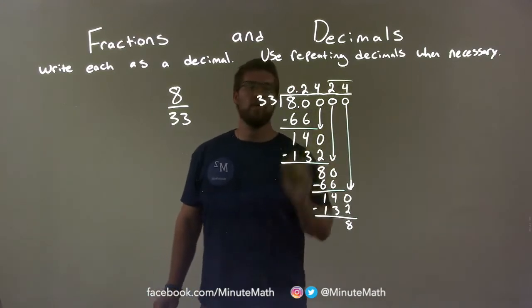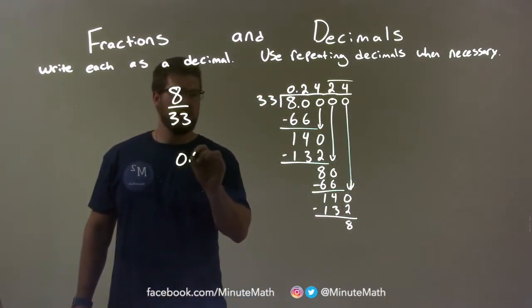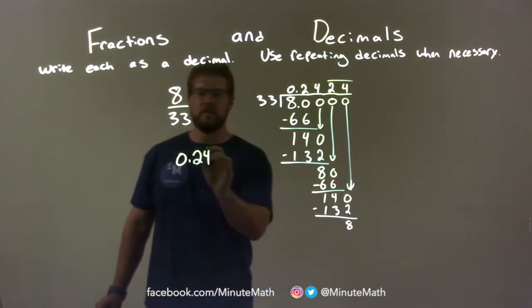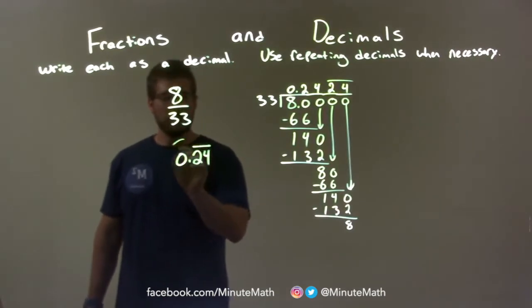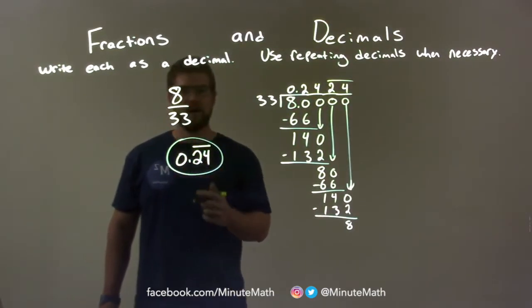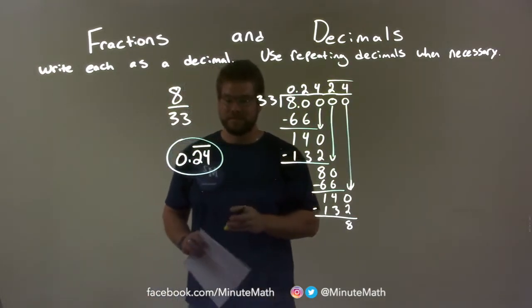That bar over both of them says we're repeating that part. So when I write the decimal over here, 0.24, I only need to write it once. I don't need to do that pair twice, just 0.24. But the bar up top indicates that we are repeating 2 and 4. So again, our final answer is 0.24, that part together, repeating forever.